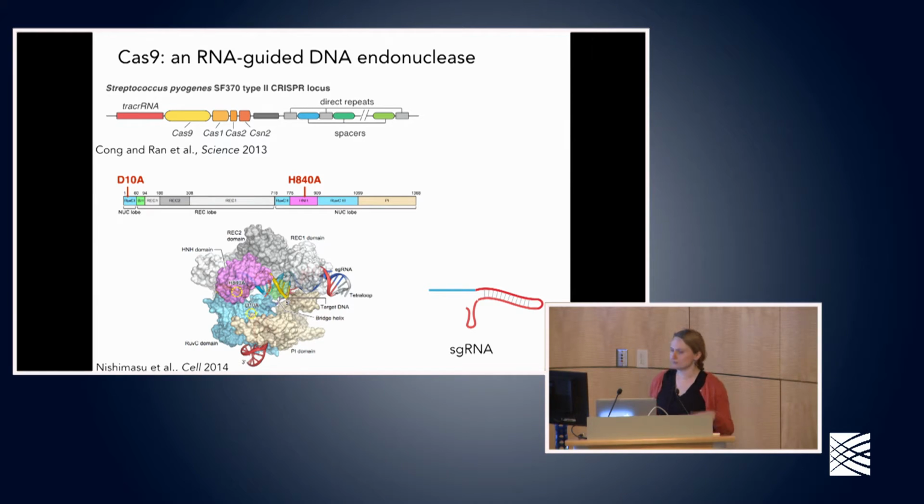The first and most well-known Cas9 comes from the bacteria species Streptococcus pyogenes, and therefore this particular Cas9 is also referred to as SpCas9. And again, it's a two-component system consisting of the protein and an engineered single guide RNA.